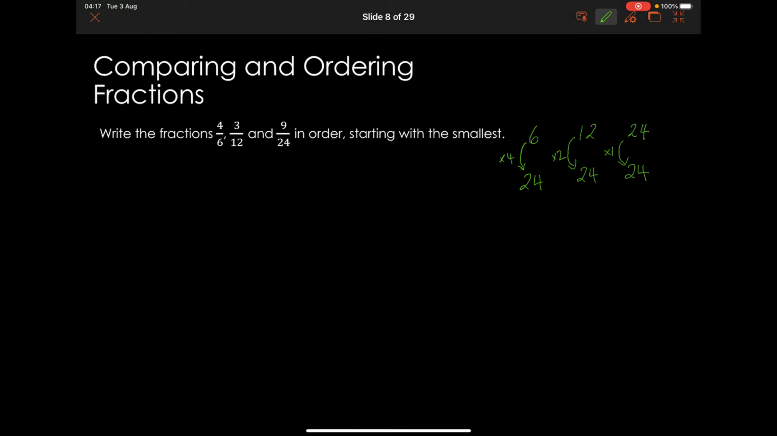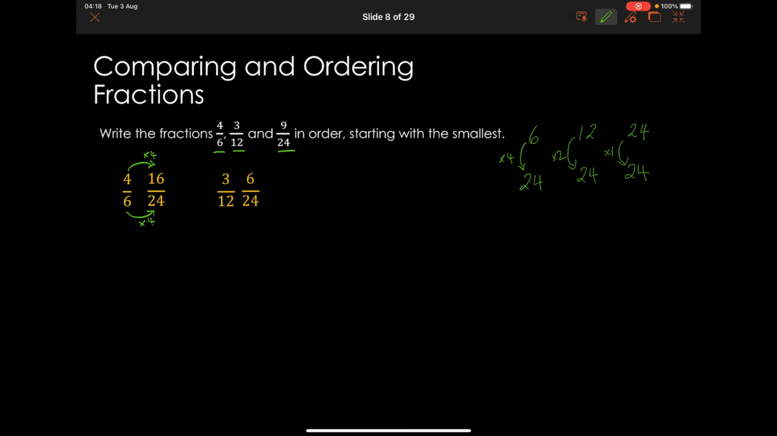So what we need to do is look at each of our fractions and turn them into equivalents. If we look at 4 over 6, my equivalent fraction for 4 over 6 is 16 over 24, because I would have had to multiply this by 4 to get 24, which means I would have had to multiply 4 by 4 to get 16. Remember, you must multiply the same number on the top and on the bottom.